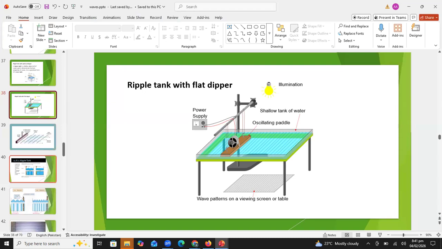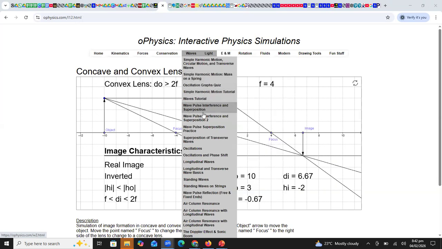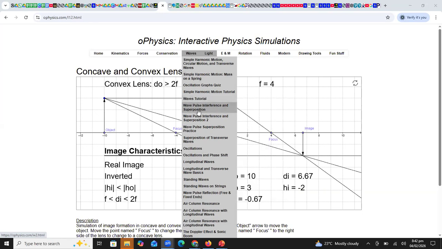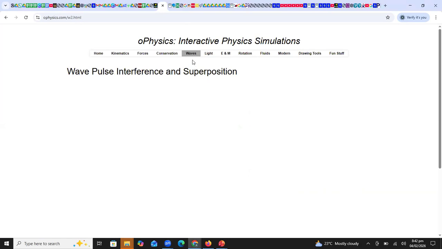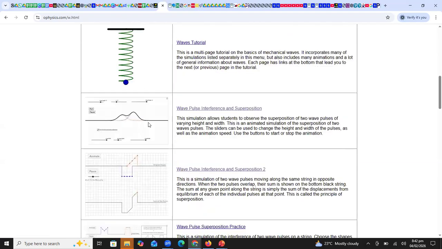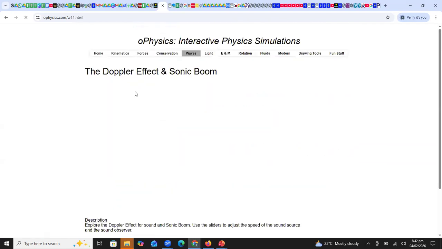I have the simulation of the ripple tank as well. Let me show you, one minute. There is one more simulation website, ophysics.com. I don't exactly remember where we can generate it. Just give me one minute, students. Let me find where we can observe the simulation of the ripple tank. Yeah, this one.